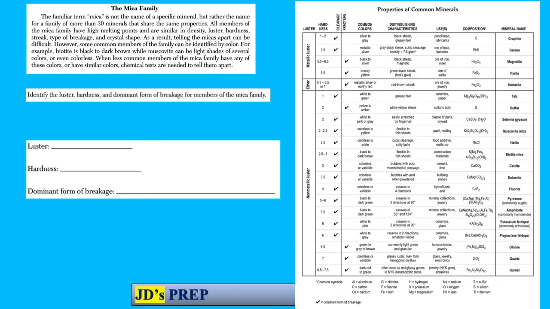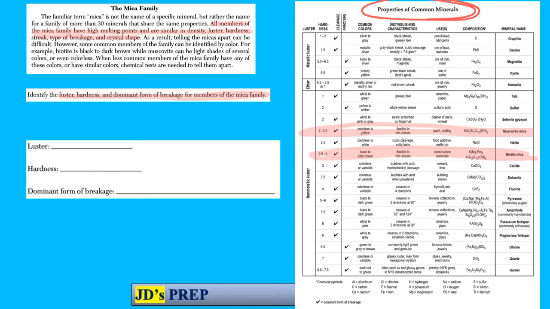Next, we're asked to identify the luster, hardness, and dominant form of breakage for members of the mica family. Now remember, we've been told that all members of the mica family have high melting points and are similar in density, luster, hardness, streak, type of breakage, and crystal shape. So from that, we can assume that if we look at the information about the muscovite mica and the biotite mica, we can determine the luster, hardness, and dominant form of breakage for all members of the mica family. We're going to use these properties of common minerals to determine this.